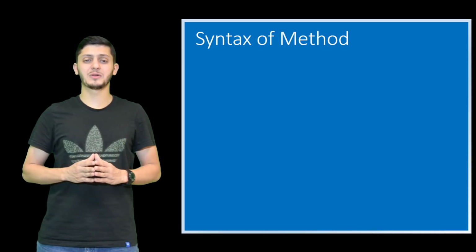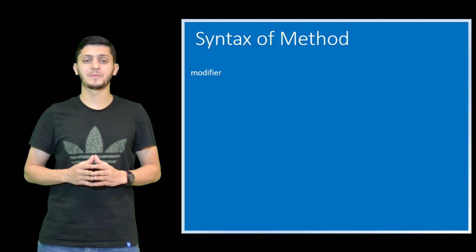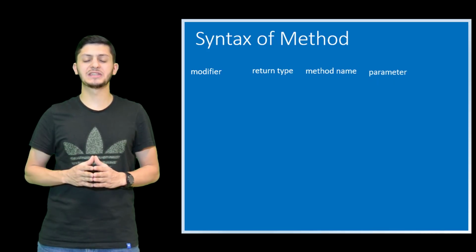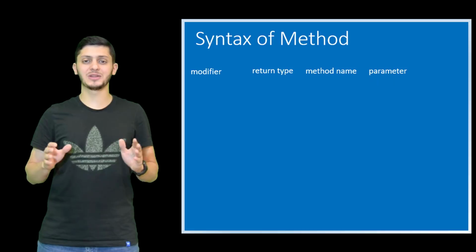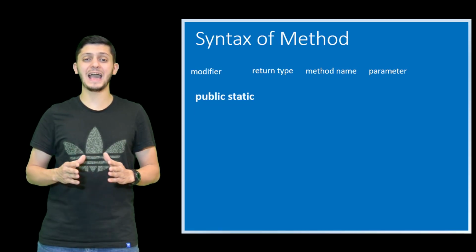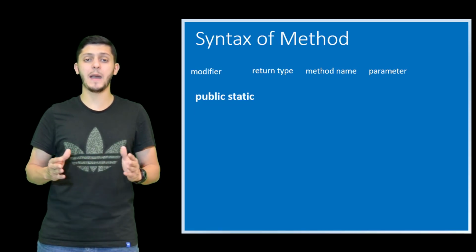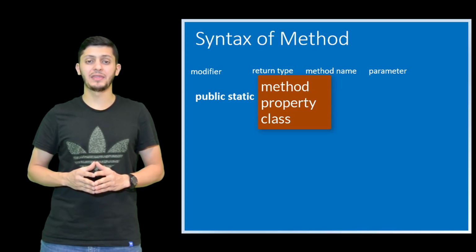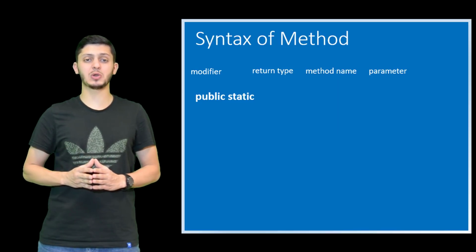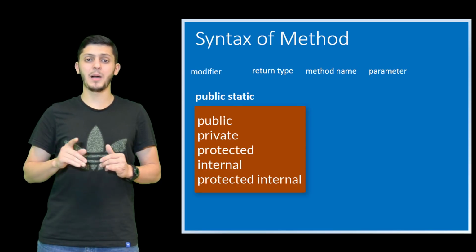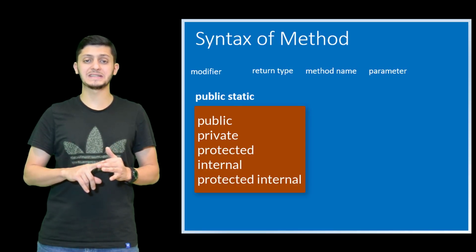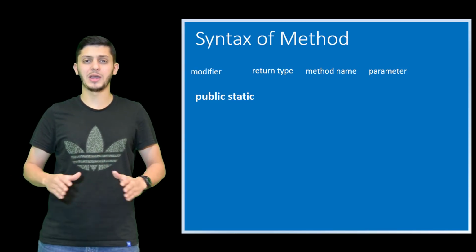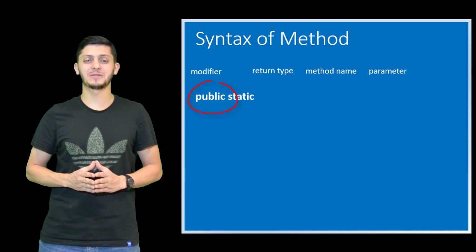The header of a method includes modifier, return type, method name, and parameters or signature. Access modifiers specify the accessibility option of a member such as method, property, or a class. There are 5 different types of access modifiers: public, private, protected, internal, and protected internal. For now, we will only use public methods.